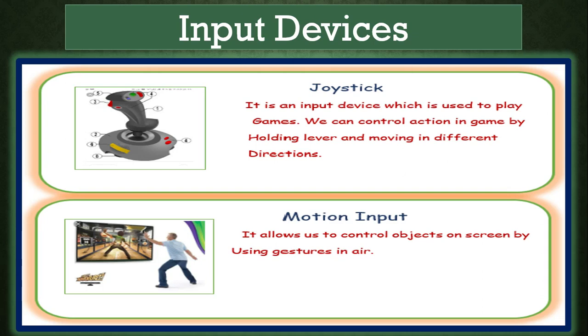Next is motion input. It allows us to control objects on screen by using gestures in air. So motion input means, as you can see in this picture, it allows us to control the objects on the screen by using gestures. Whatever a person is doing, the character is doing the same thing on the screen. For example, if we behave like we are throwing a ball, then similarly the character in a game will also behave like he is throwing the ball.